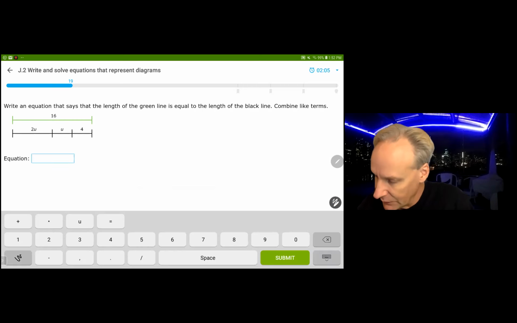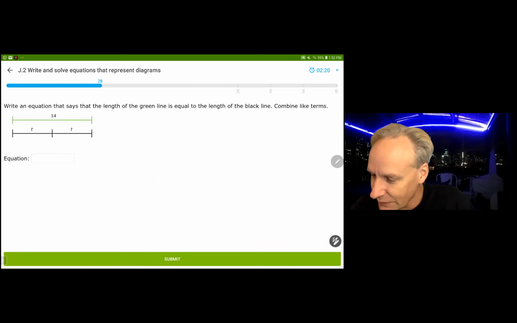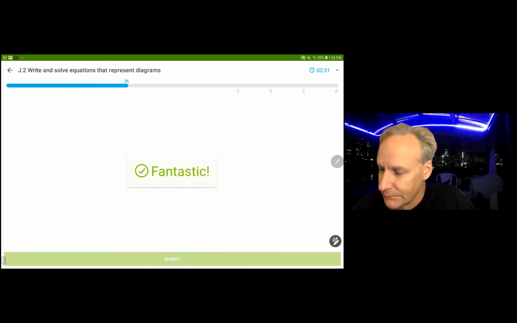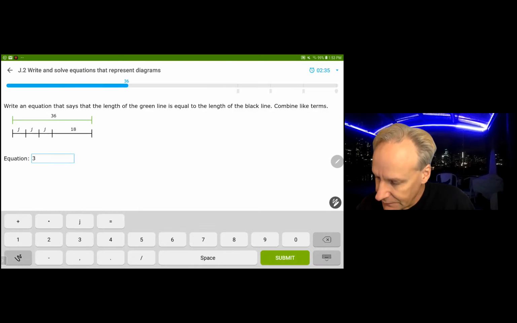So 3u plus 4. I want to make sure you're good at this. Plus 4 is this distance right down there. And of course, it's equal to the 16 that you see on the top. This one is 2t's, not t squared. It's 2t's is equal to 14. You could write t plus t, but that's not going to be helpful. 3j plus 18 equals 36.